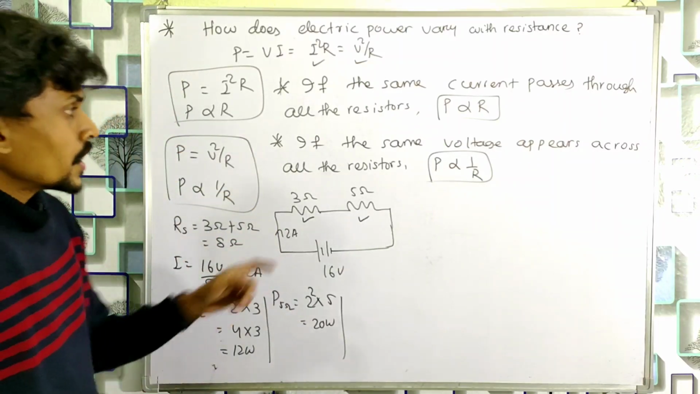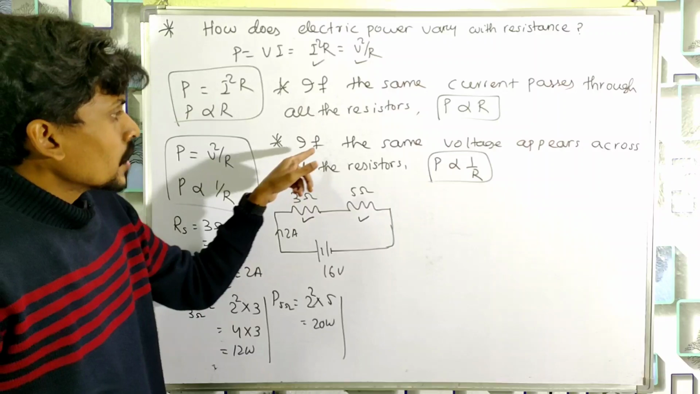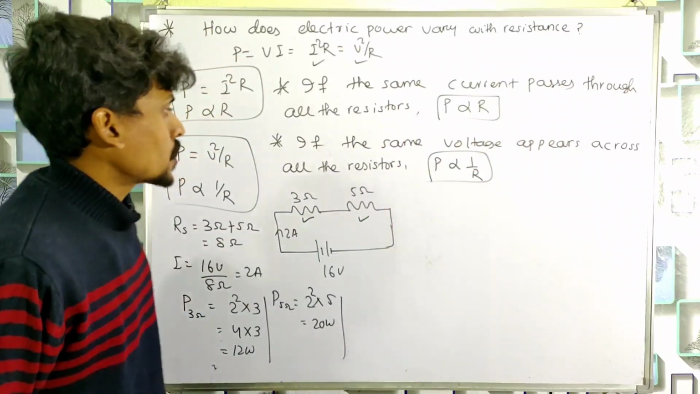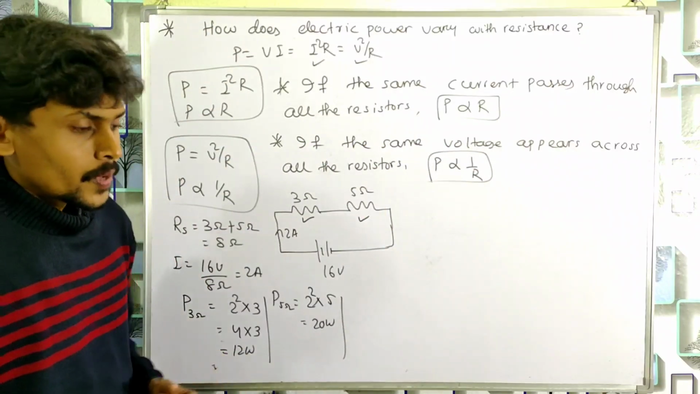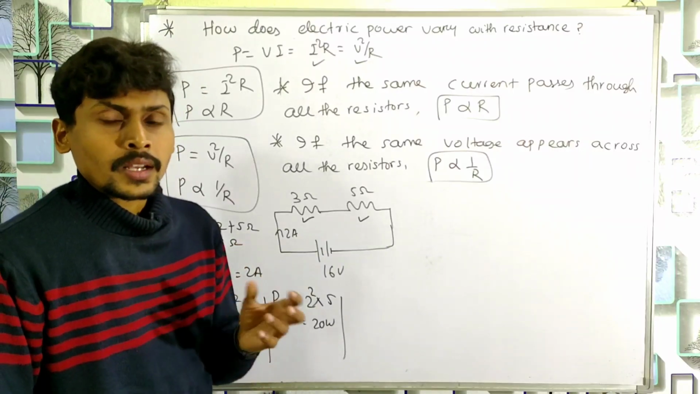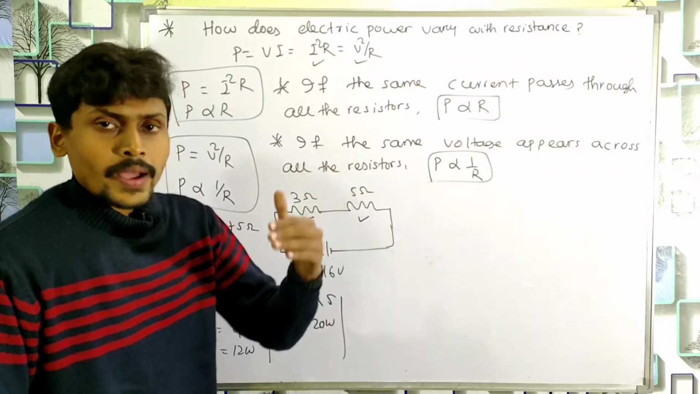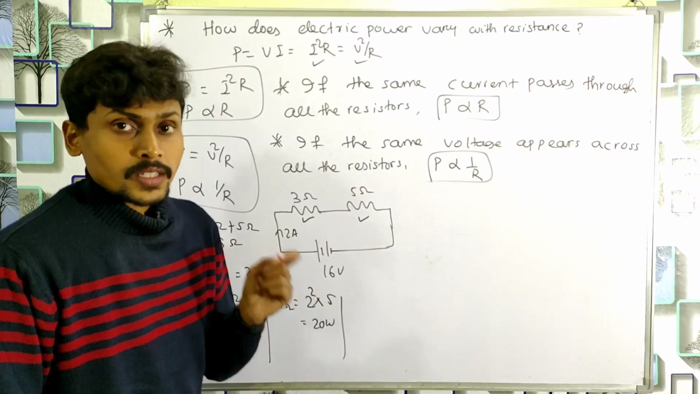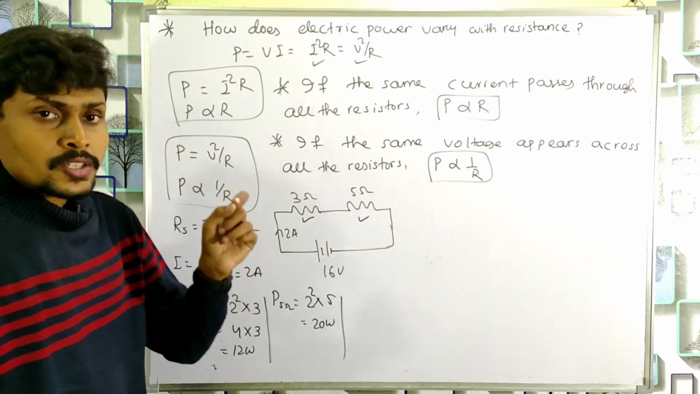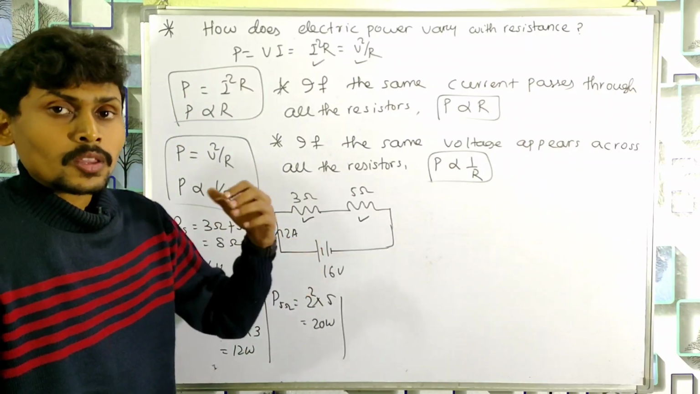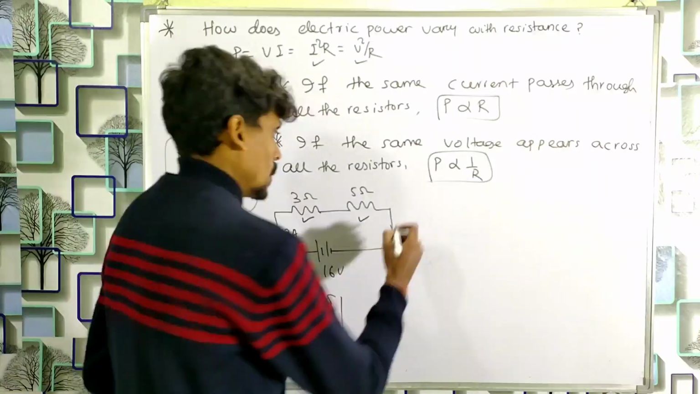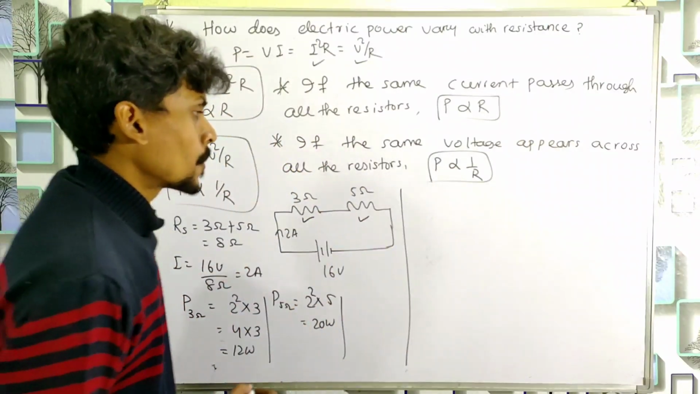Now let us come to the second point. If the same voltage appears across all the resistors, that is, all the resistors are connected in parallel, then in that case the device whose resistance is less will have more power. So let us prove it.